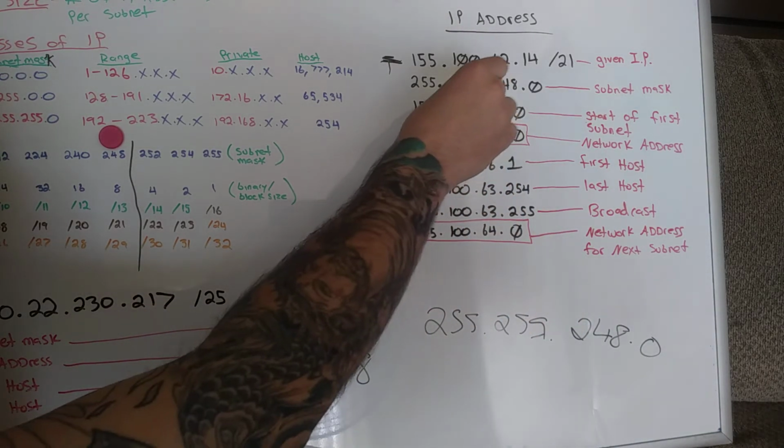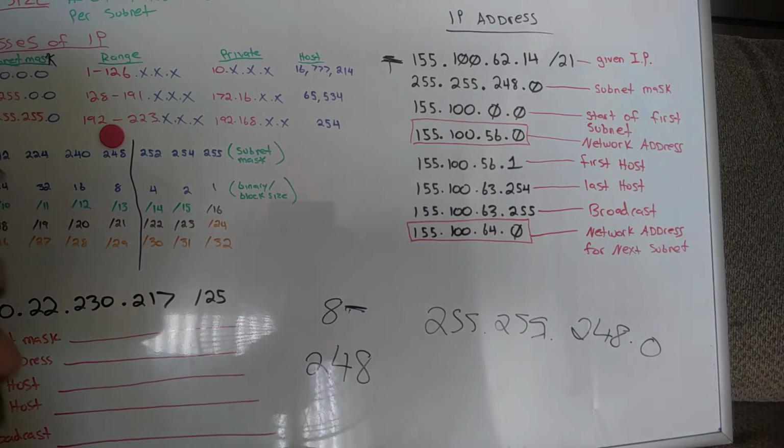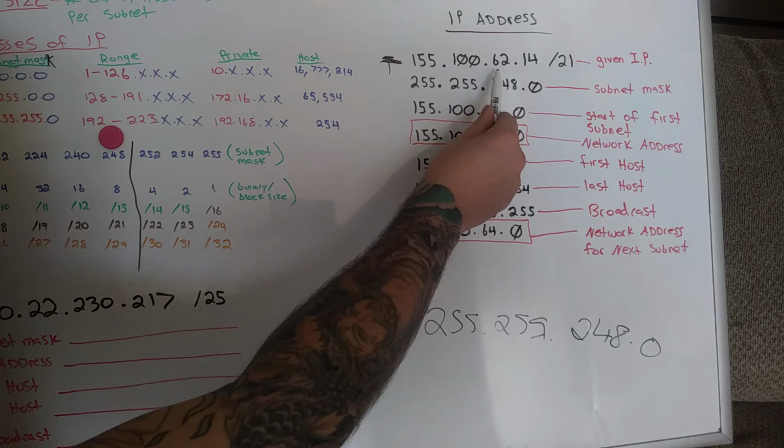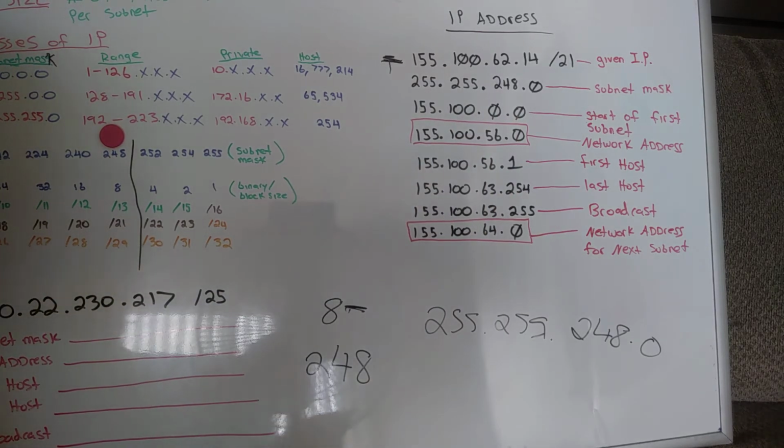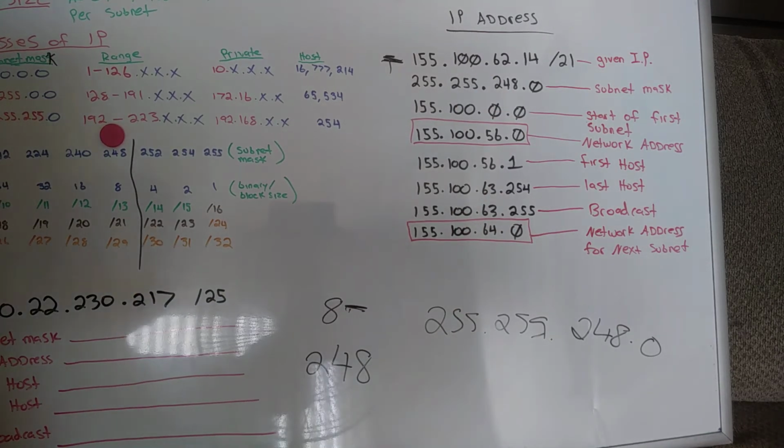But we want to find out what subnet the 62 is in. So if we count up 8 to 16, or 1 to 8 is the first subnet, 8 to 16 is the second, 16 to 24, 24 to 32, 32 to 40, 40 to 48, 48 to 56, and then we have another subnet between 56 and 64. Does that 62 fall in there? Yes. So we are working with a subnet that goes from 56 to 64 because our 62 falls in there.